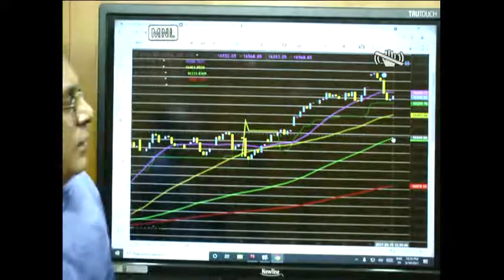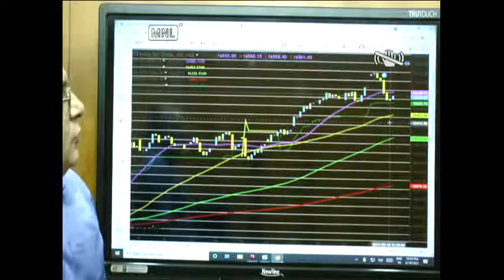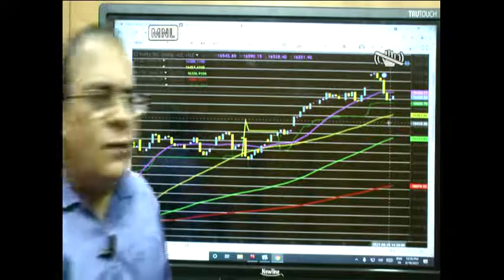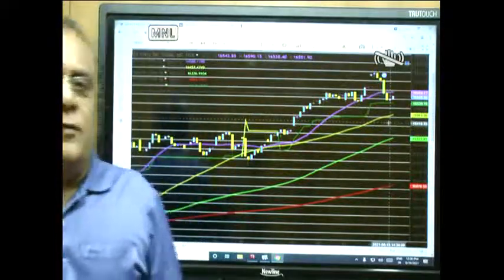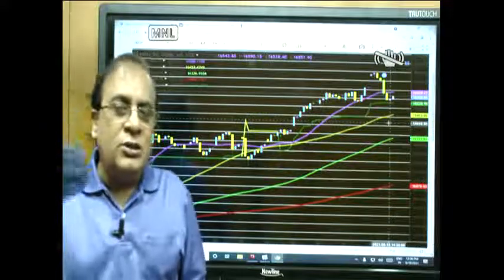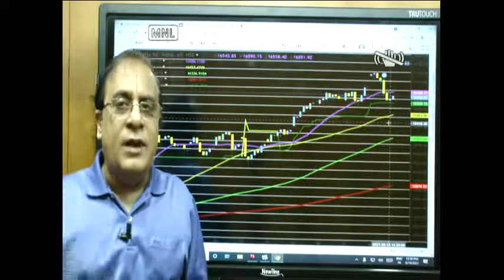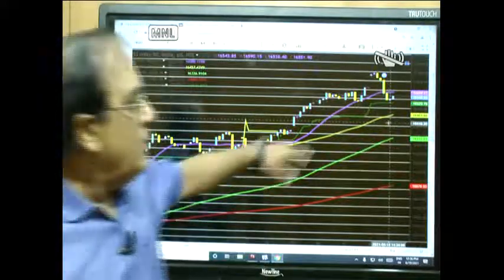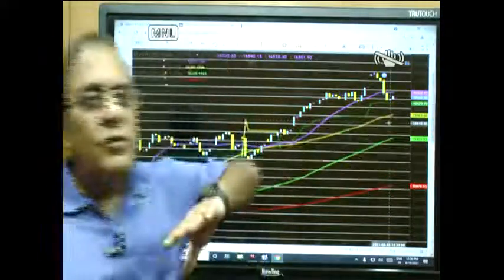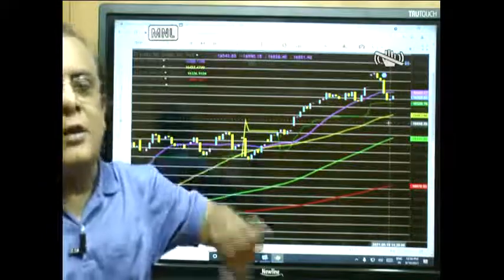Now already it has come a little far off, and right now it is at 16,538. So if it breaks 16,538, you can presume that some sort of top has been made at 16,700. At 16,700, some sort of top has been made. So a stop loss has to come on a break below 16,538 for a trader.